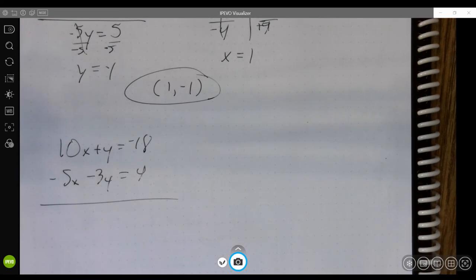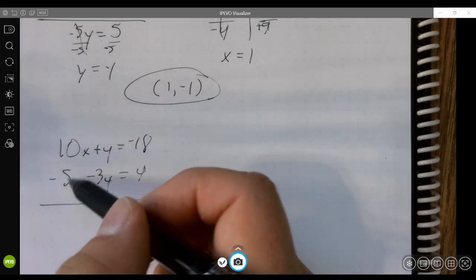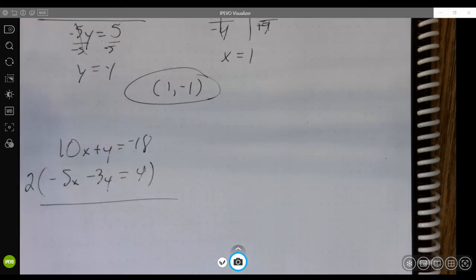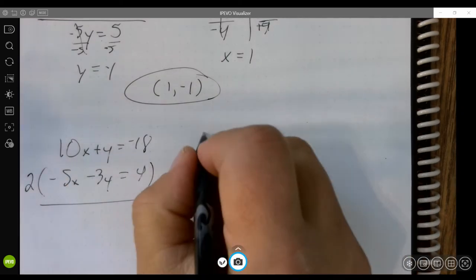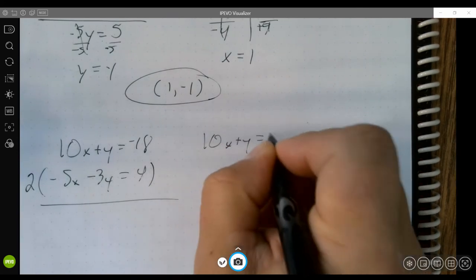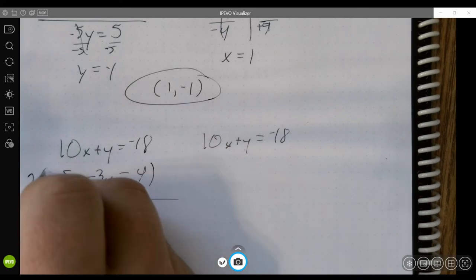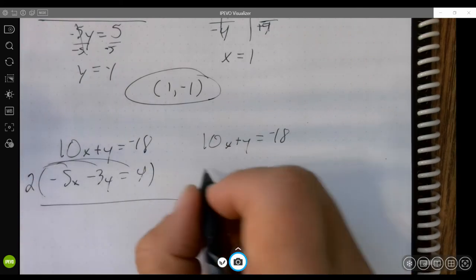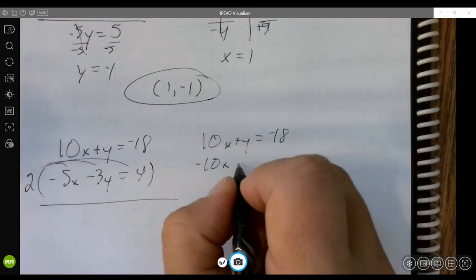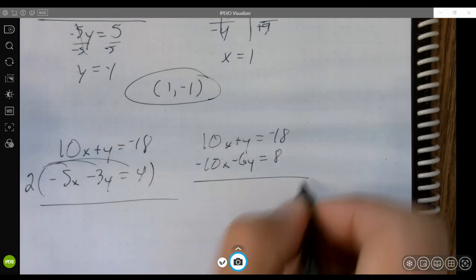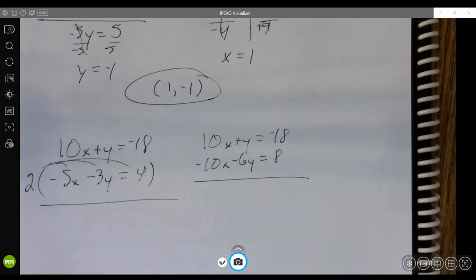Say, all right, what's easy to get rid of? I could change 5 into 10. What do you mean by that? Well, I'm going to multiply everything in the bottom row by 2. So I'm going to rewrite this top row, 10x plus y equals negative 18. The bottom row is negative 10x minus 6y equals 8. So I multiplied everything in that row by 2. Now I'm good to go.